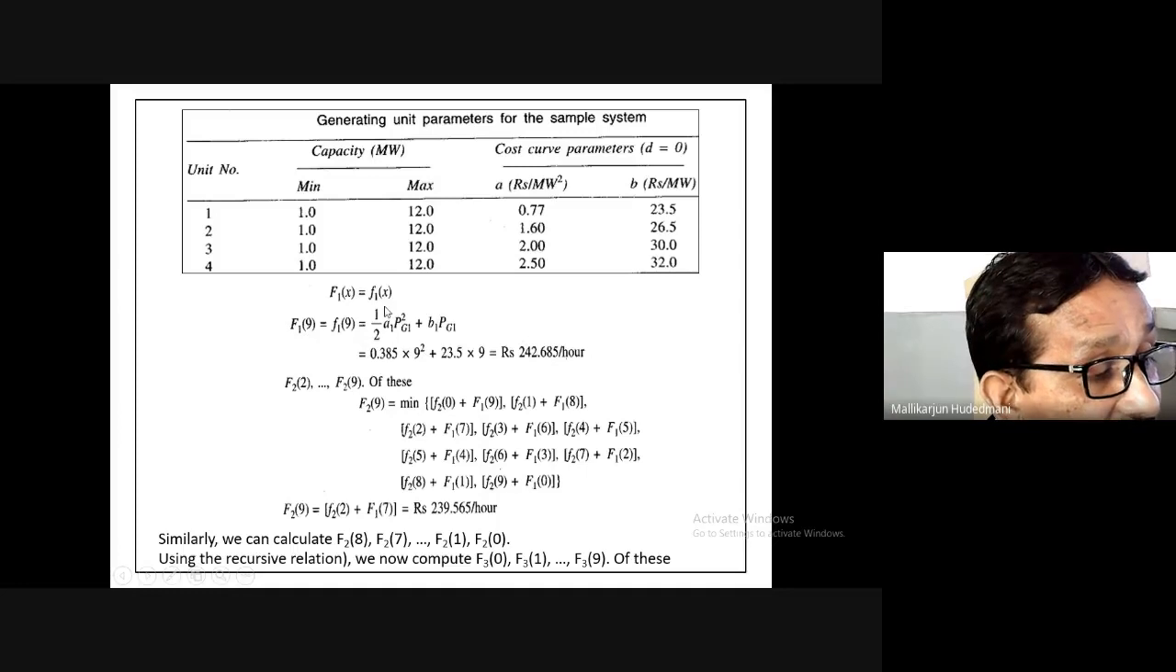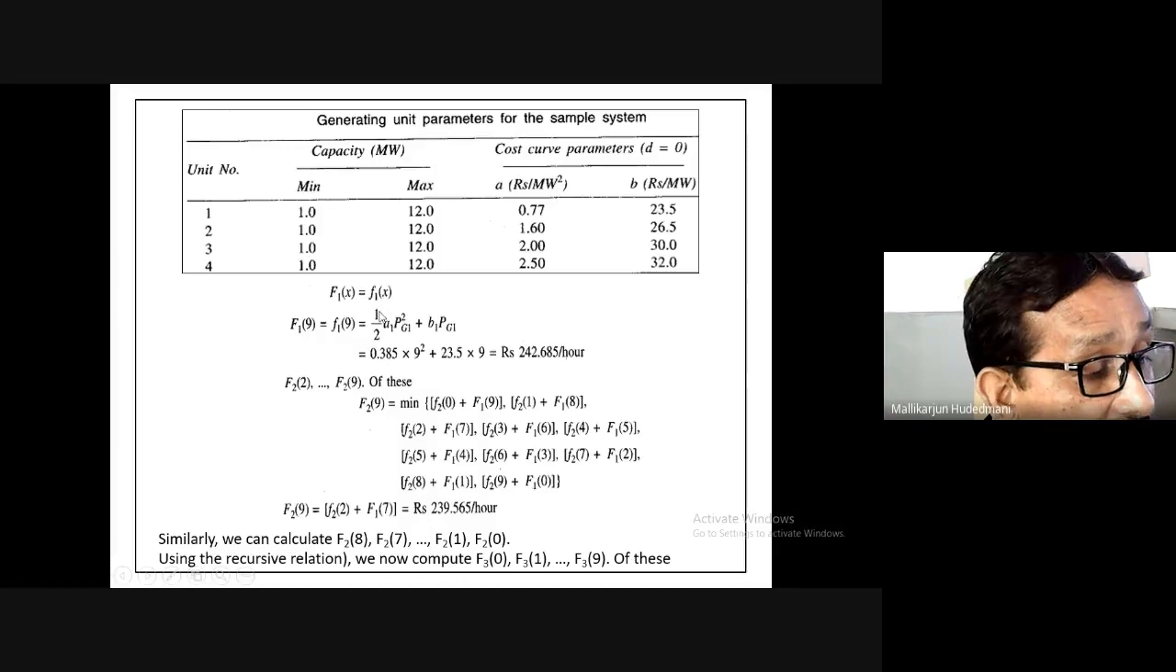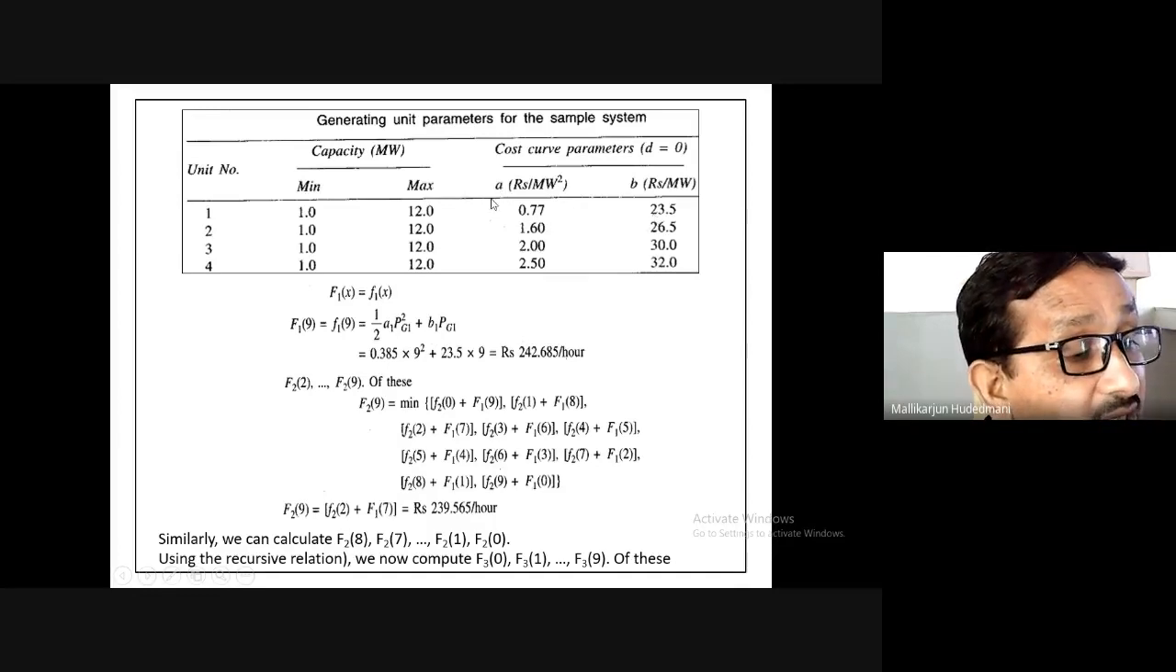F1 of 9. Just see here. What is this? The equation for fuel cost is half A1 PG1 square plus B1 PG1. It means this stands as the fuel cost function. So PG, megawatt obtained from the generator. A1 and B1 stand here as constants of this machine. So in this case, A1 stands as 0.77, B1 stands as 23.5. Again, A2 for machine 2, 1.66, 26.5.